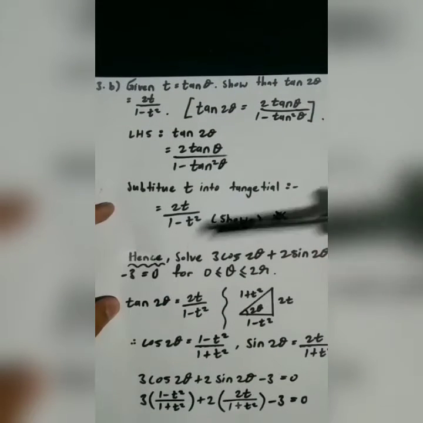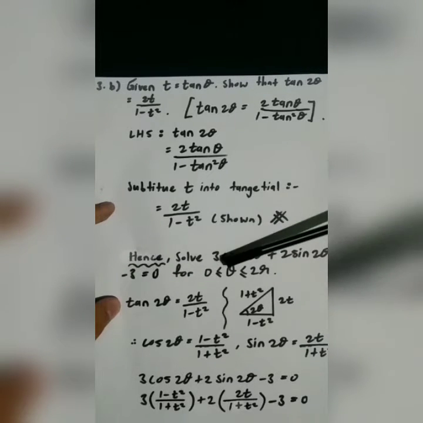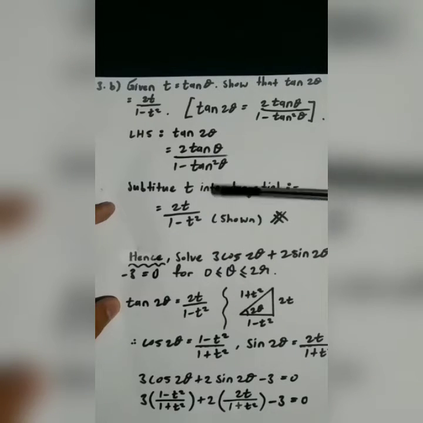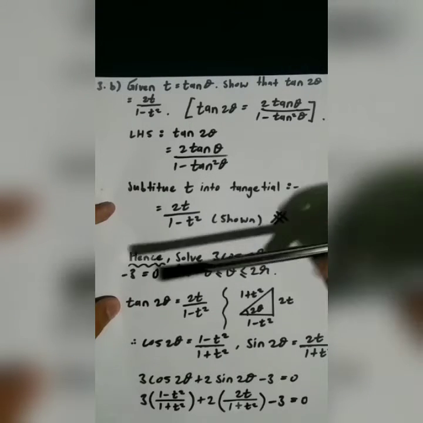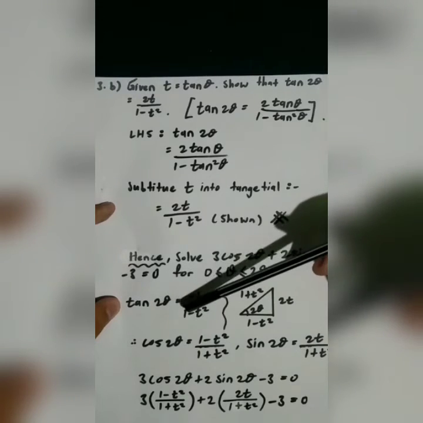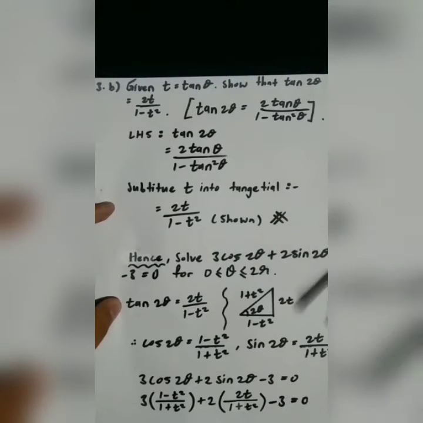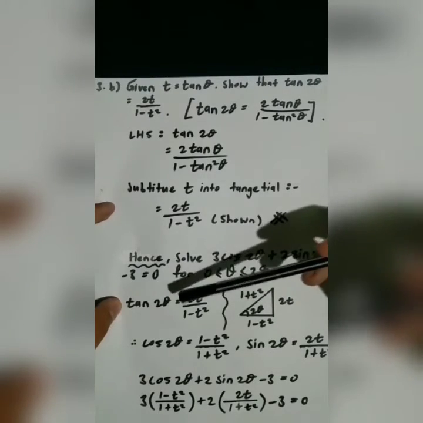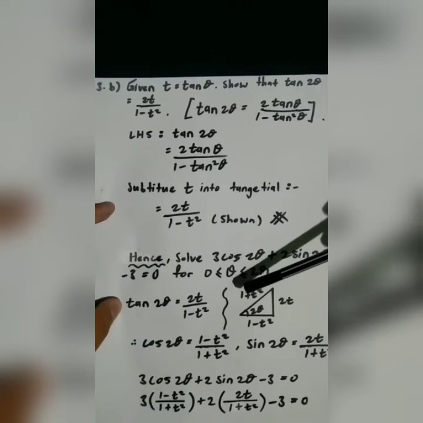After that, hence solve 3 cos 2 theta plus 2 sin 2 theta minus 3 equals 0 for theta greater than or equal to 0 and less than or equal to 2 pi. Whenever we see the word hence, we must remember to use the previous answer, which is tan 2 theta equals 2t over 1 minus t squared. After that, we draw the tan 2 theta triangle to get the hypotenuse. Because tan 2 theta is opposite over adjacent, we draw the triangle so that we get the hypotenuse, which is 1 plus t squared.